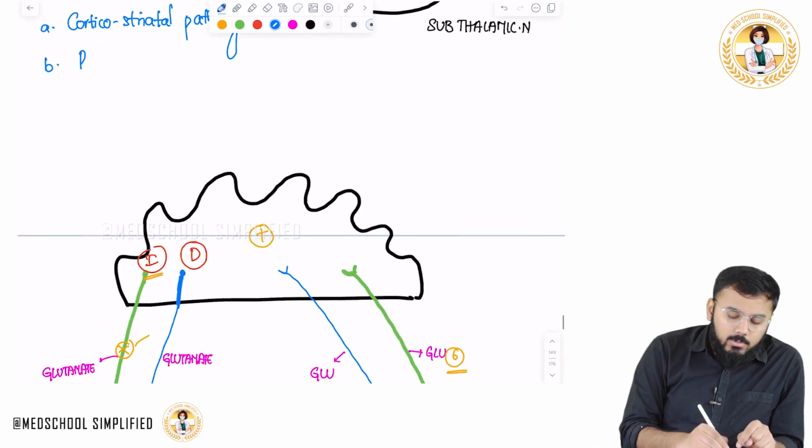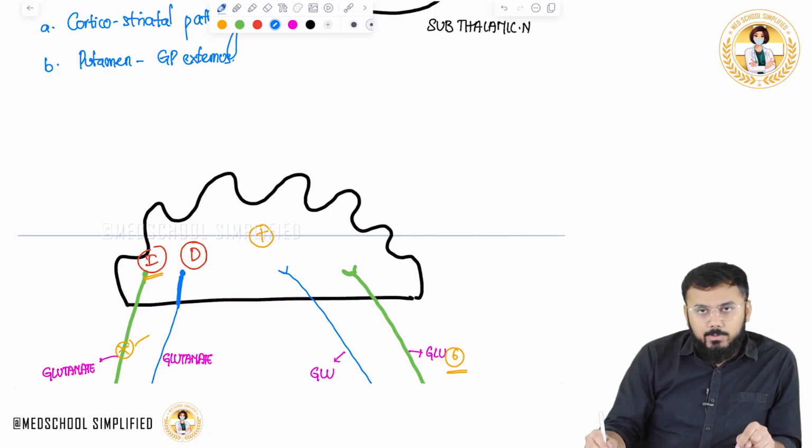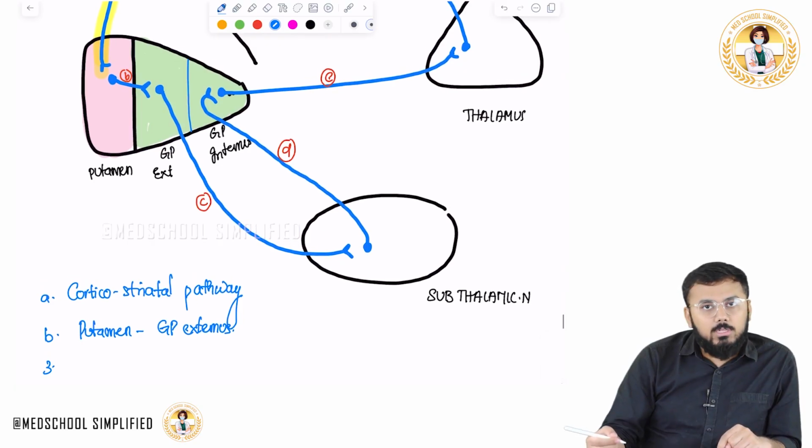So it is present between putamen and globus pallidus externus. And where is the third fiber? From globus pallidus externus to the subthalamic nucleus. Why is it called subthalamic? Because it is present beneath the thalamus.